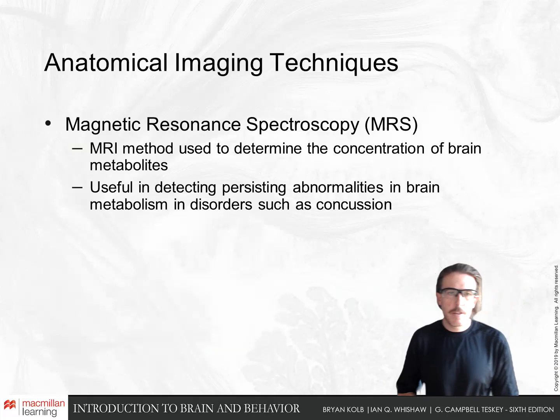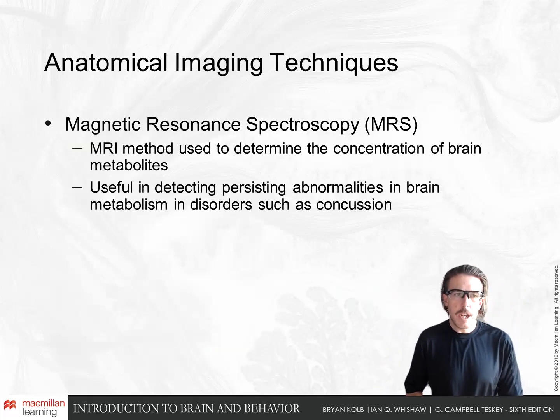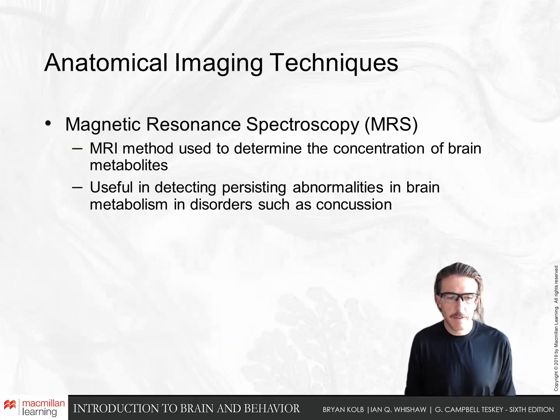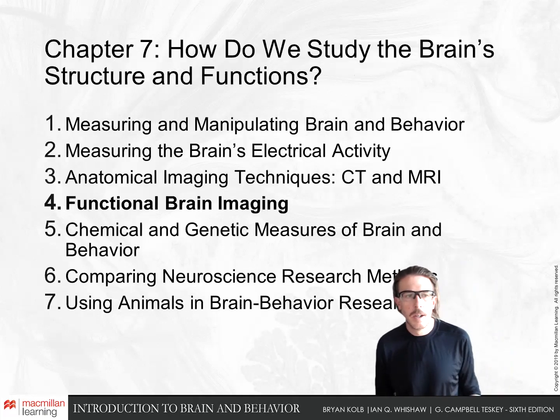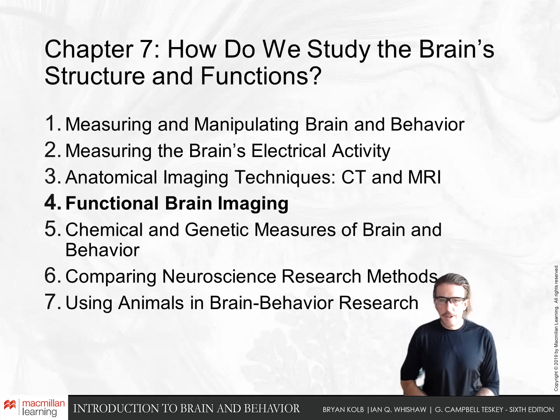Finally, magnetic resonance spectroscopy is using an MRI machine to identify the chemical properties of the brain, not just the anatomical differences, but for instance, how much dopamine or how much glutamate or GABA might be in a particular brain area. This is useful following concussions or brain injuries in which the metabolites built up seem to be related to the outcome. Next, we're going to talk about functional brain imaging.